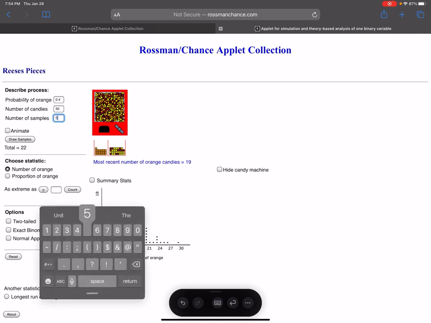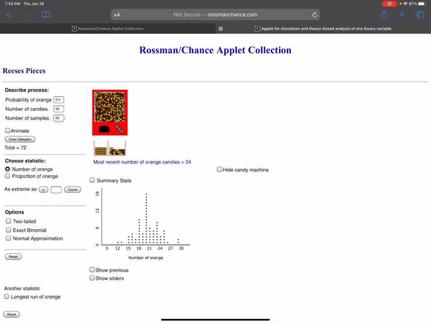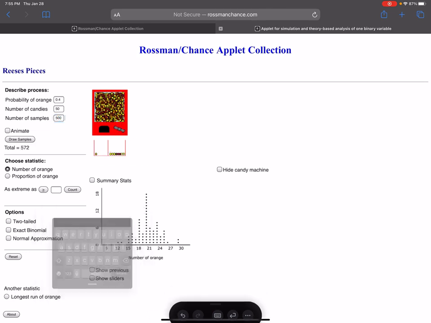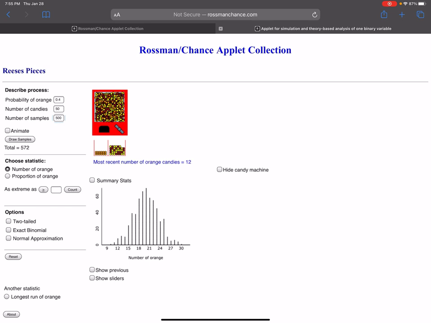So let's do it again. This time, I'm going to go 50. I'm going to draw those samples. There we go. Now I'm up to 72. You'll notice it starts piling up there in the center. Now let's take 500. We're going to jump a lot. Now look what happens. I get a nice, beautiful, symmetric distribution. Pretty normal, right? And when I say normal, I mean normal as in symmetric, bell-shaped, unimodal. So this is taking on a normal shape.